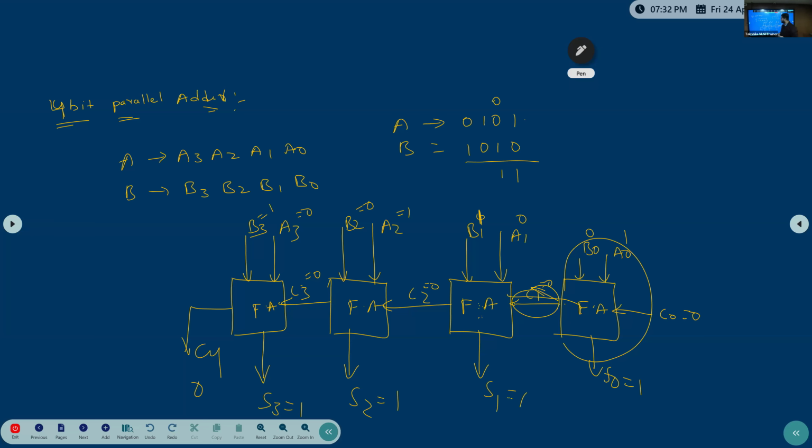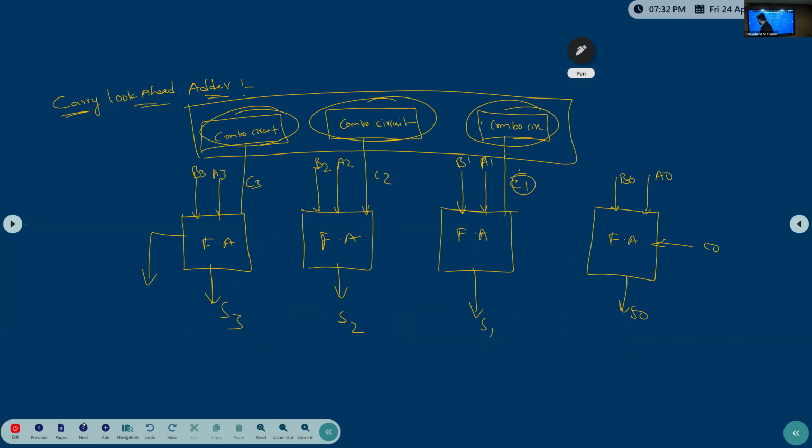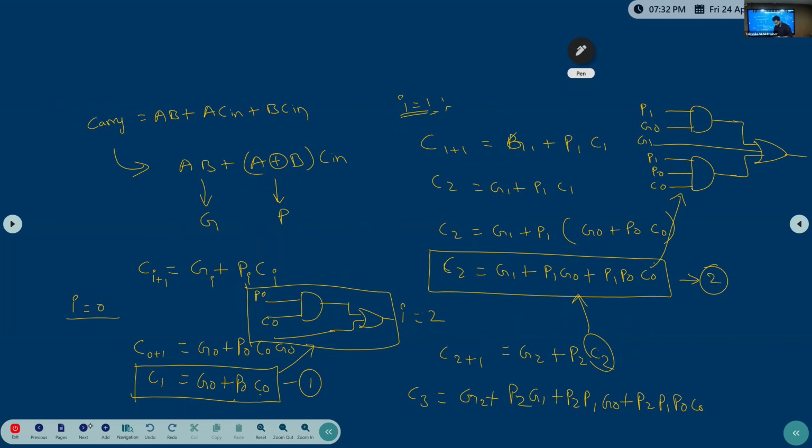Sorry? Combo circuit. Combo circuit. Yes.